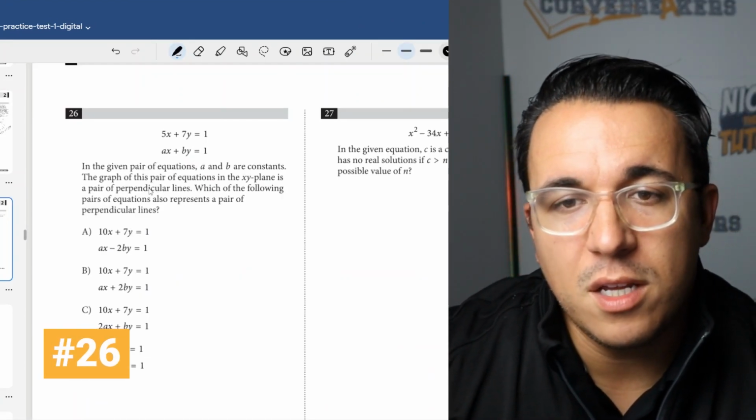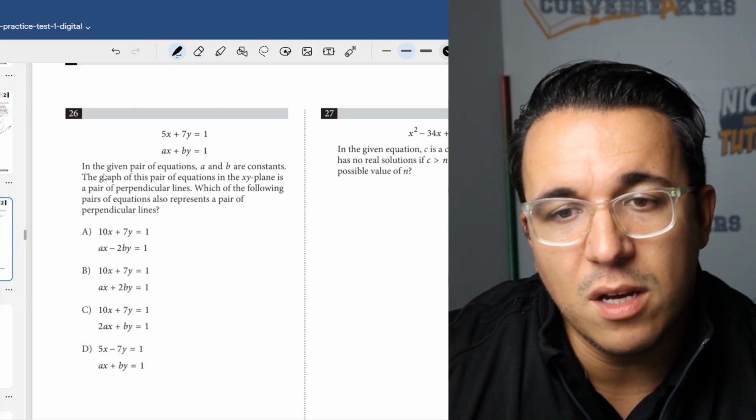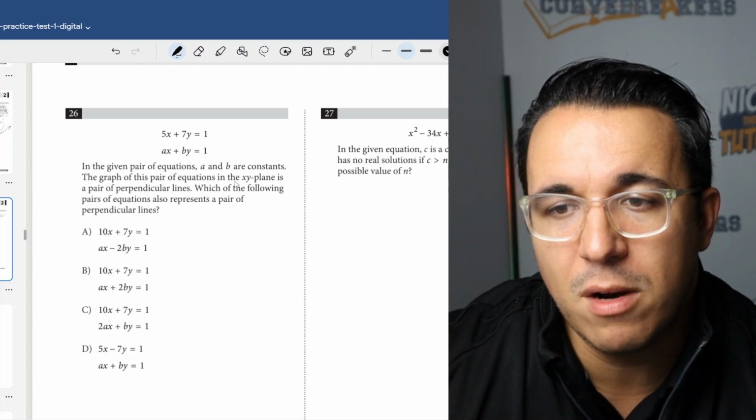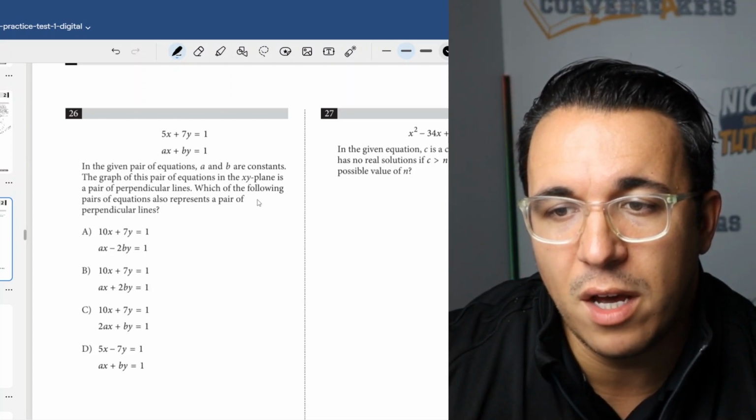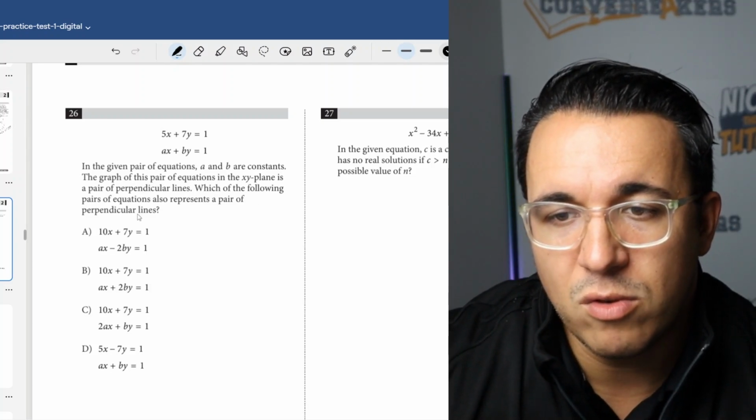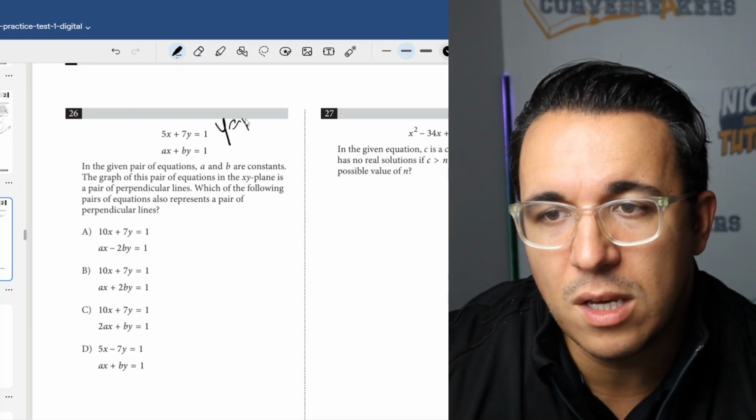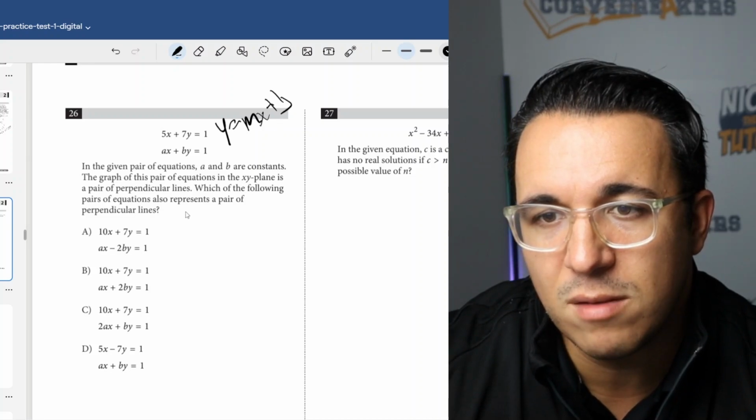All right, almost done here. Number 26. These are probably going to be tough, right? We have two equations, and in the given pair of equations, a and b are constants. The graph of the pair of equations in the xy plane is a pair of perpendicular lines. Which of the following pairs also represents a pair of perpendicular lines? So we've got to get these into y equals mx plus b form, right? So that's the problem here.